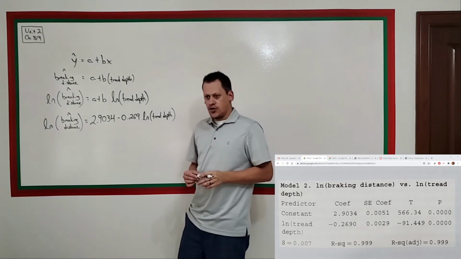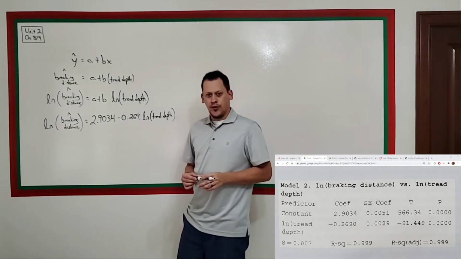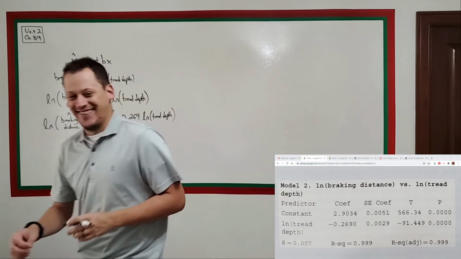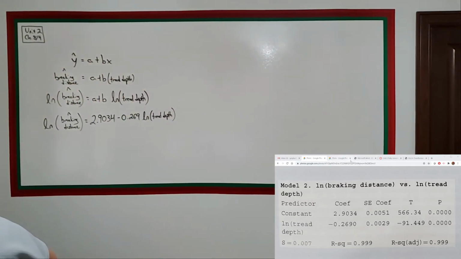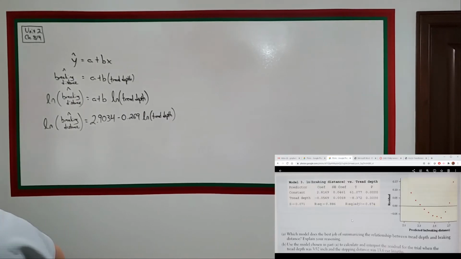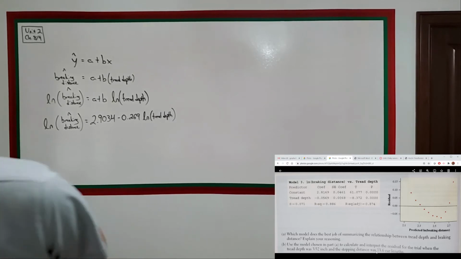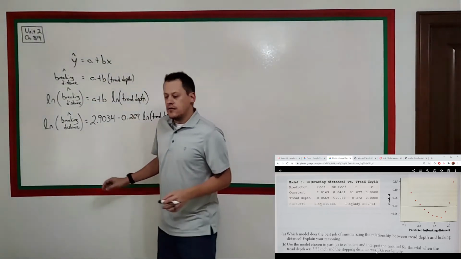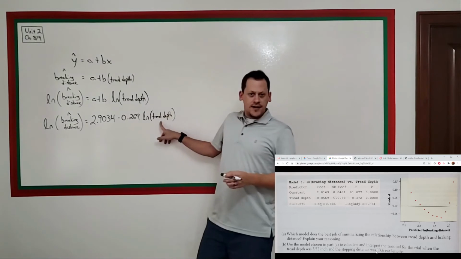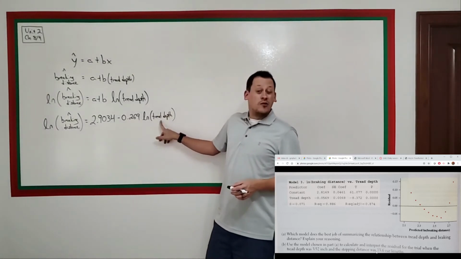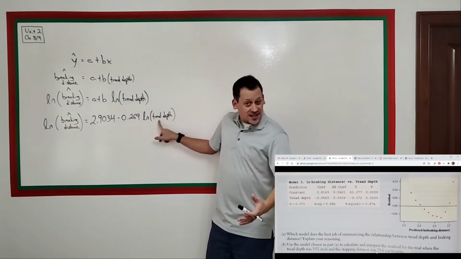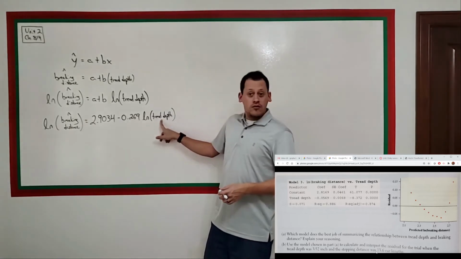And they wanted to know something. What did they want to know? I don't remember. Okay, so the residual for the trial when the tread depth was 3/32 of an inch and the stopping distance was 13.6 car lengths. Cool. Okay, so the tread depth is 3/32 of an inch, but it said originally in the problem this was measured in 1/32 of an inch. So we're going to be plugging in 3 here.